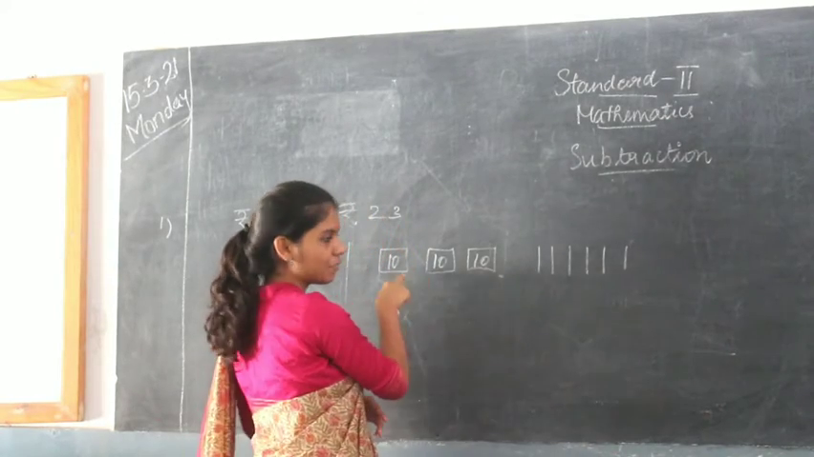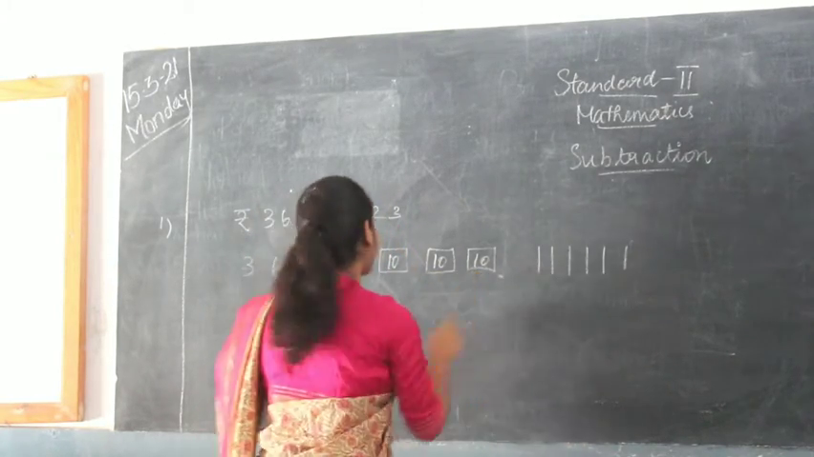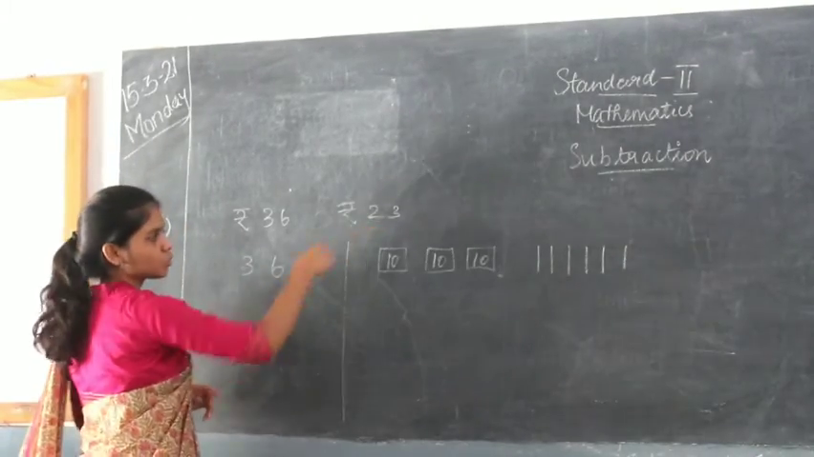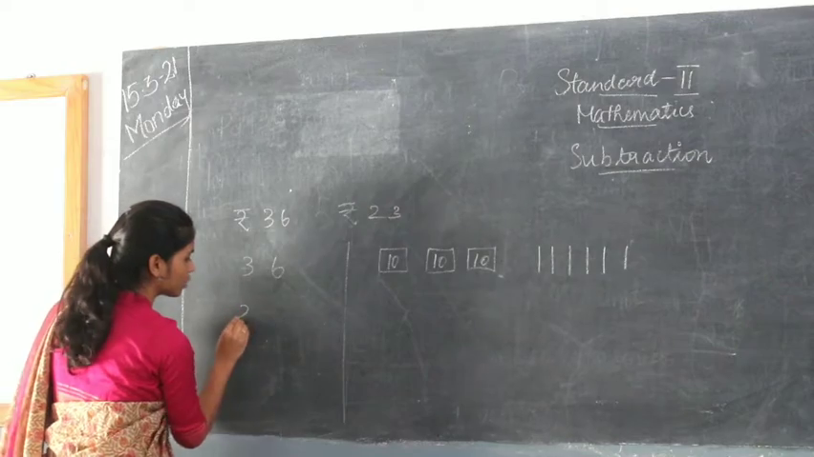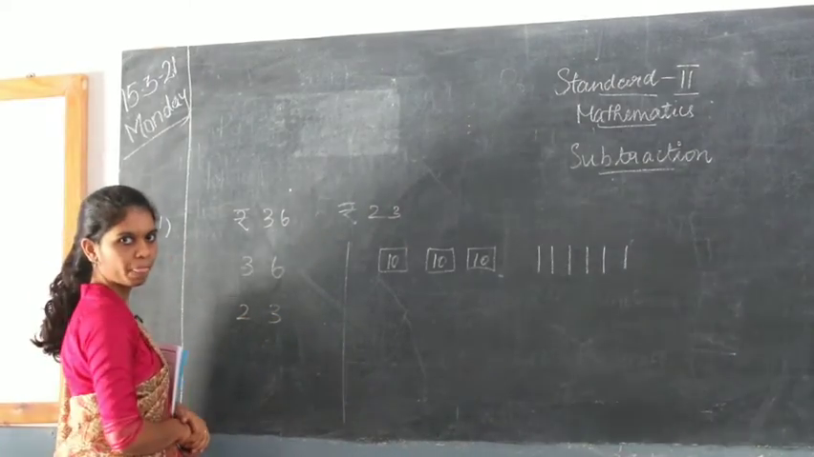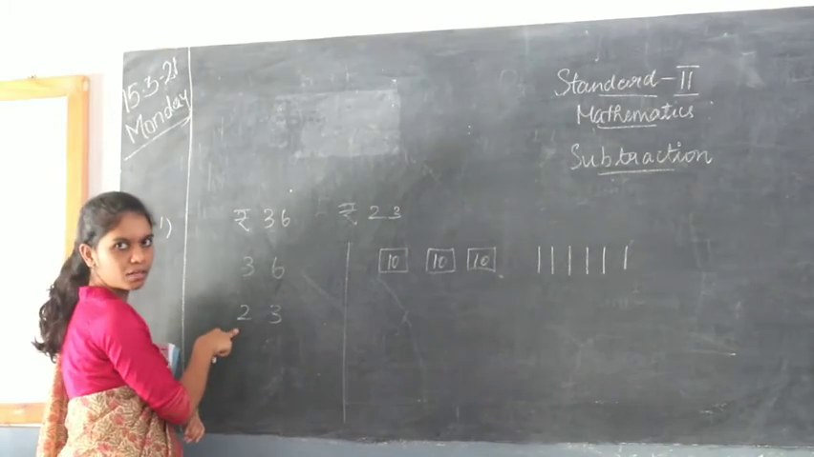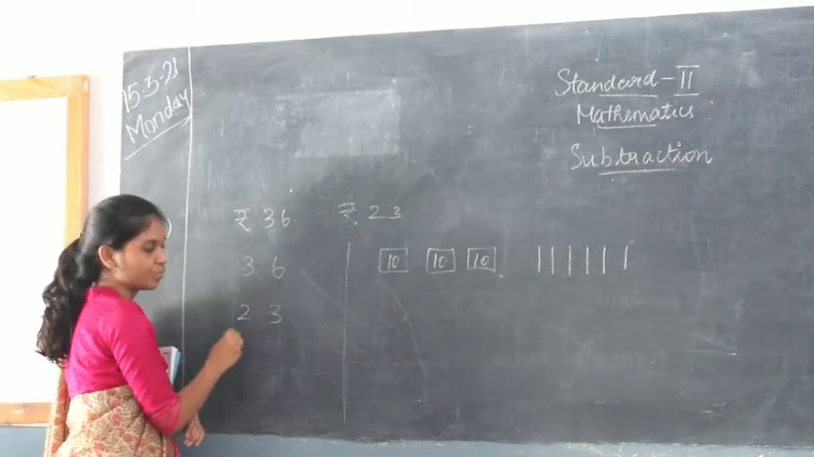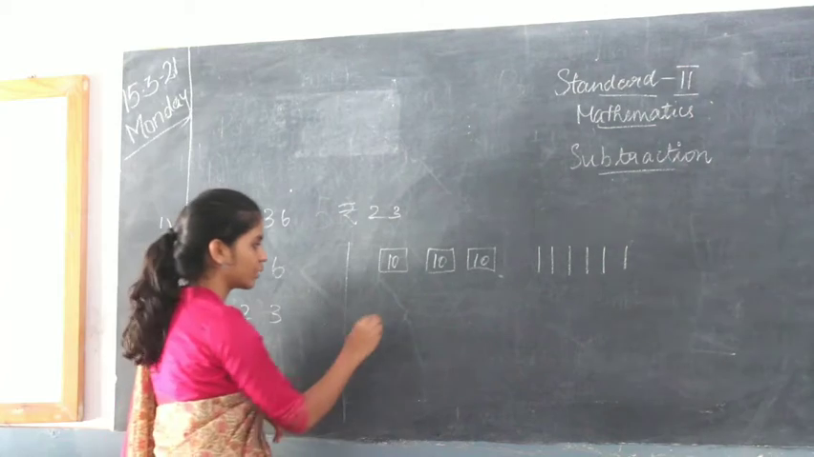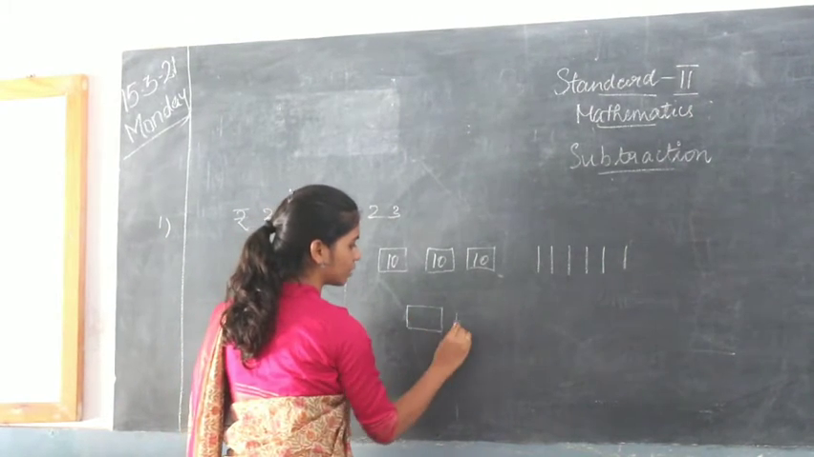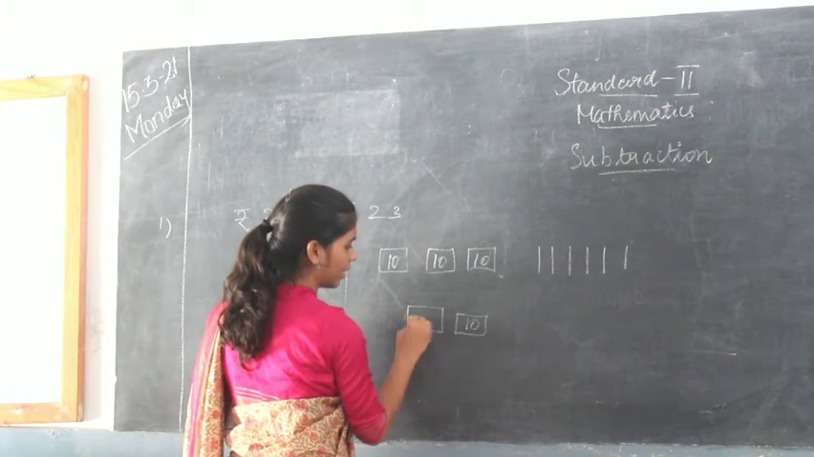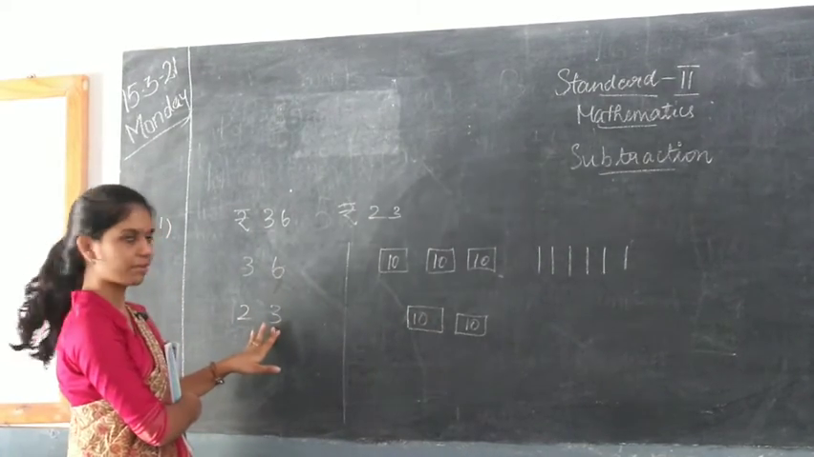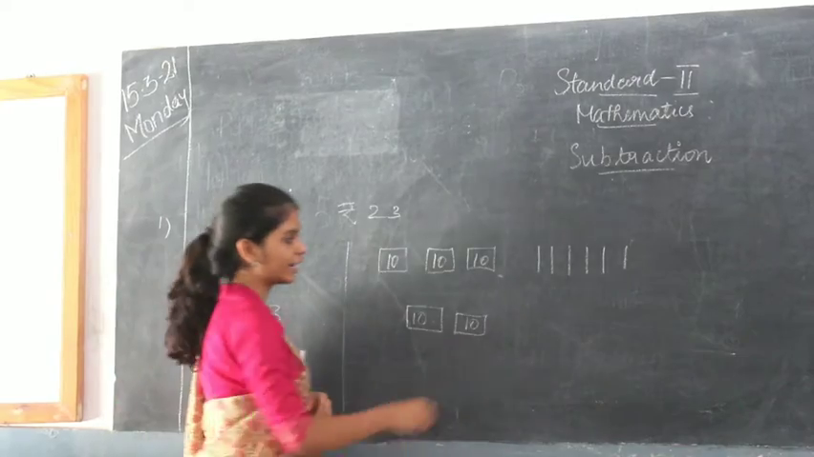Here you have 3 tens. Now how much money did she spend? Rupees 23, so you will write rupees 23. How many tens are here? 2 tens, right? Look at the first number, 2. So you will write 2 tens here, 1 ten and 1 ten. And how many units? 3 in the unit place, so you will write 3 ones.